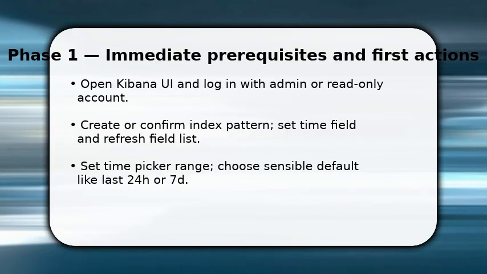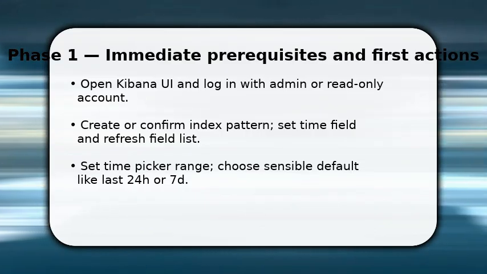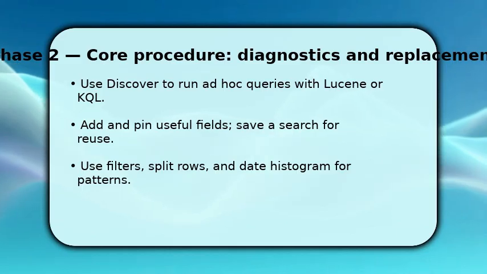Next, set the time picker to a sensible window, for example last 24H, so you only work with relevant data and avoid time-based confusion. This ensures searches and dashboards reflect current events immediately. Open Discover and start querying with KQL or Lucene. You choose based on complexity and team standards.